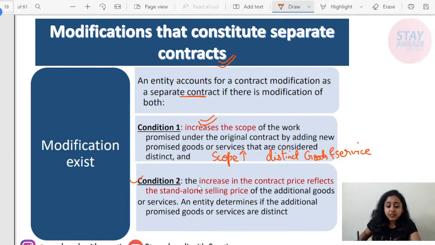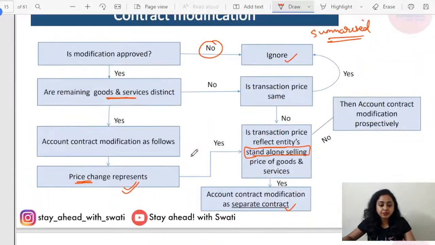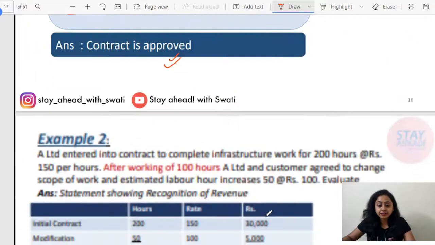Condition 2: the increase in the contract price reflects the standalone selling price. Okay, it should reflect the standalone selling price. If yes, then such modification will be recorded as a separate contract. This is a summary. You have read this in the summary as well. If you remember, to account for a contract modification, you have to see that there is a change in scope and the price change is equal to the standalone selling price. If yes, then the contract modification will be recorded as a separate contract.